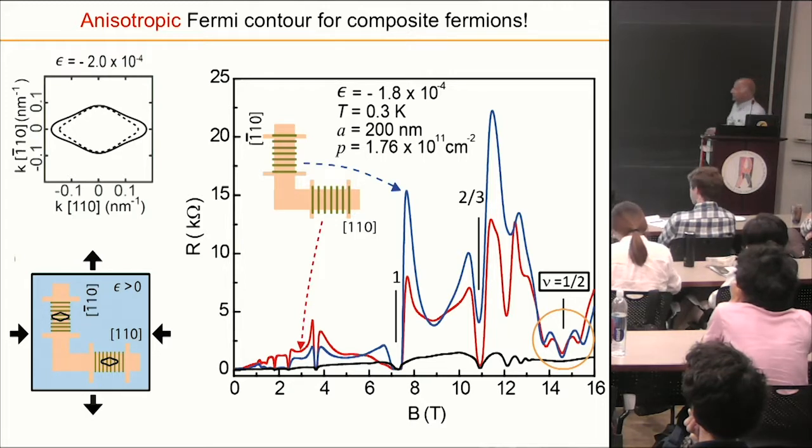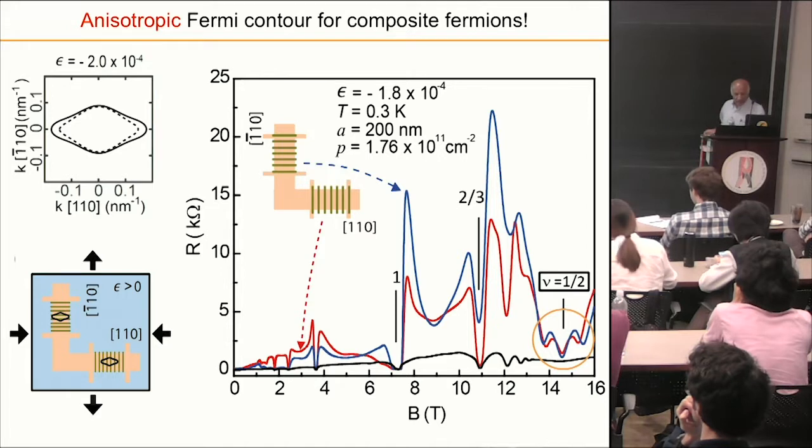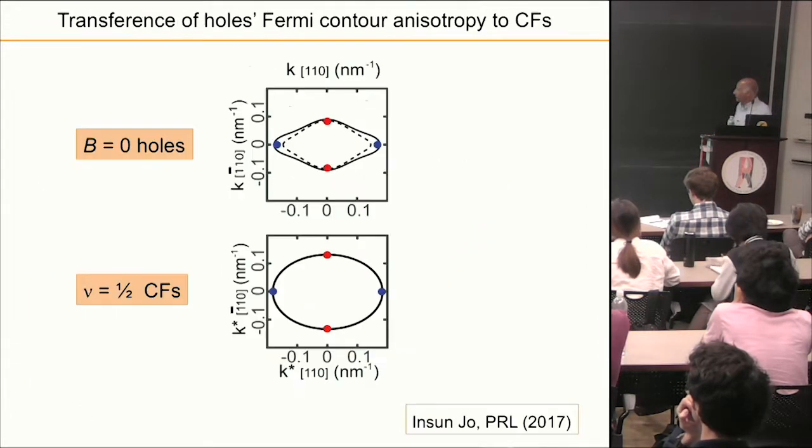So this clearly says for the 2, I'm sorry, it's a different strain. These are the same strain, just the 2 arms of the Hall bar. The red is one arm, blue is the other arm. So if the Fermi contour is distorted, then it shows up here clearly. So right away the answer is the composite fermions do have an anisotropic Fermi contour.